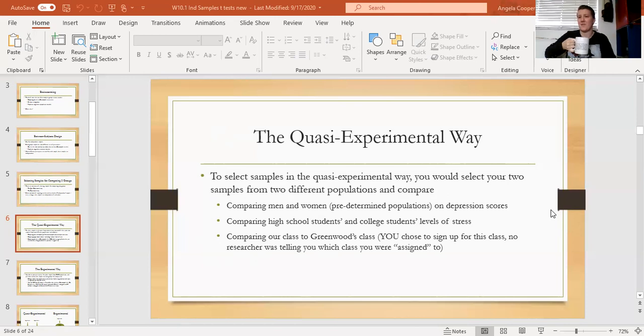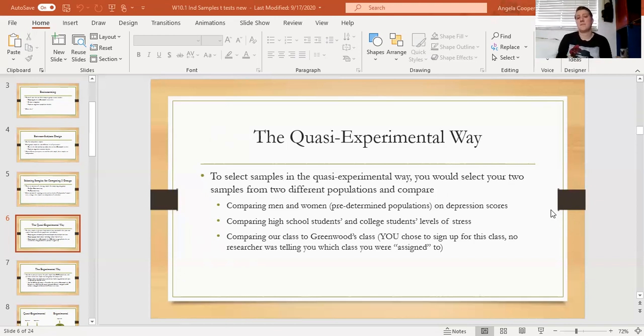So this has kind of a dated reference to gender, and I apologize. But we have comparing men and women on depression scores. We're pulling our sample of men and our sample of women from the population of men and women. And we're using the samples that we obtain from these populations of men and women to generalize about men and women and how they differ on depression scores.